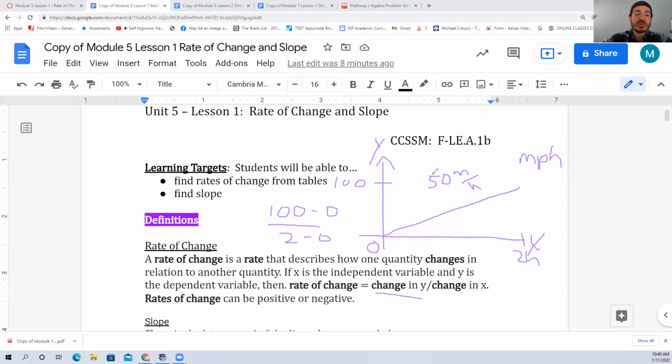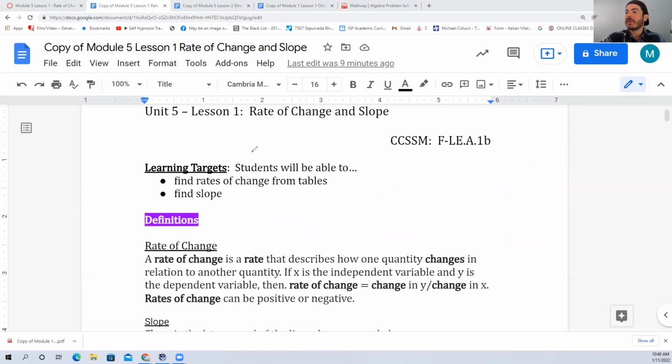So the graph isn't graphing speed, it's graphing distance and time. But when we relate it to rate of change, all of a sudden we get speed, we get velocity, miles per hour. Hence, that is also the slope of the line. Rate of change and the slope are the same thing: change in y divided by change in x. Okay, let's clear that drawing. I hope they don't say something different.